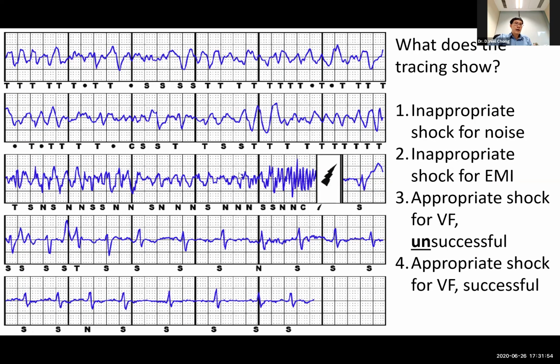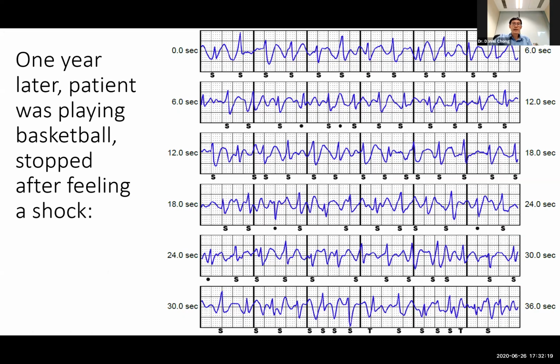And so even though there may be some noise over here that we see, this would still be considered an appropriate shock for ventricular fibrillation, and it is successful because after the shock is given, the rhythm is back to sinus rhythm. All right, so this is ventricular fibrillation with appropriate successful shock.